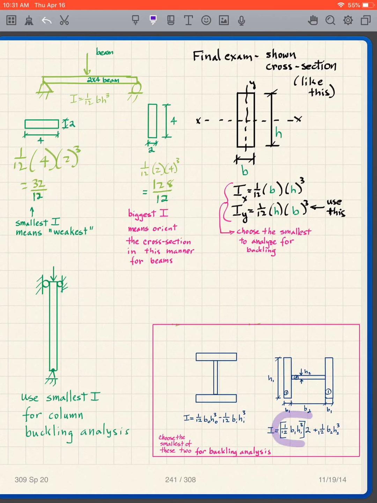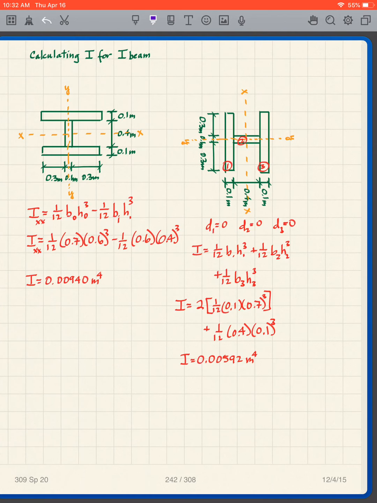So this is a very easy moment of inertia to compute. It's 1/12 bh cubed for the two flanges, plus 1/12 bh cubed for the web. Most of the time this is going to give us the smallest moment of inertia, but under some circumstances it may not. So if I give you a column that is like an I-beam, you need to compute both moments of inertia, and you choose the smallest of the two for buckling. You can pause the video and look at the numbers here.